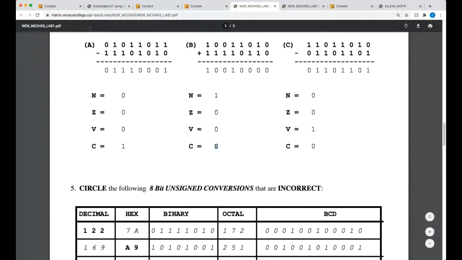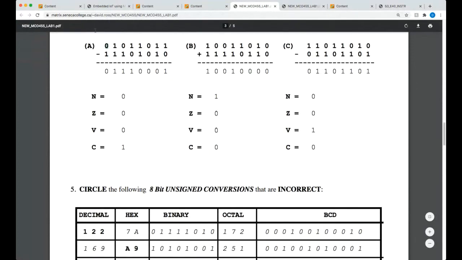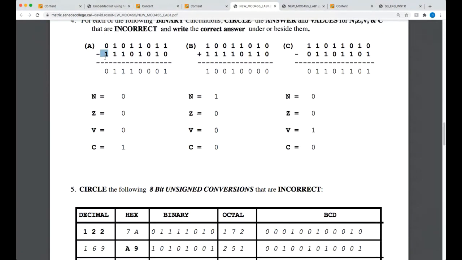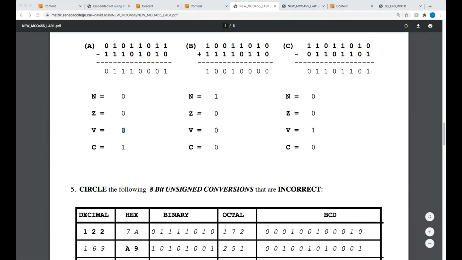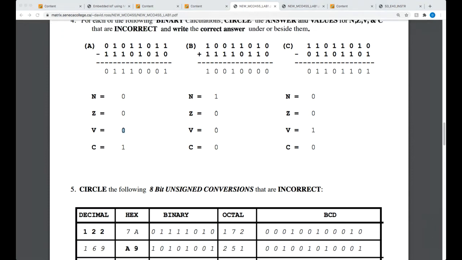So in this case, you can see this is a positive subtract a negative. So a positive subtract a negative would be the same thing as a positive plus a positive, right? So a positive subtract a negative, same thing as a positive plus a positive. And what kind of number did we get? We got a positive number, therefore v should be 0. Okay, question. V is 0.